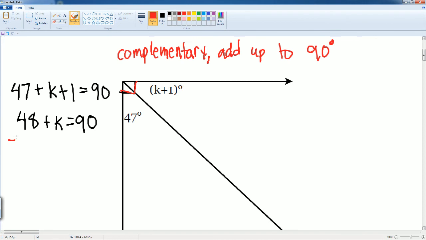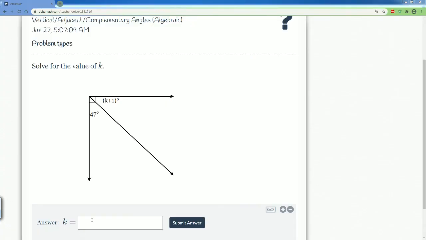Now we subtract 48 to both sides. We get k is equal to 90 minus 48. That gets us 42. So that is what the angle measurement is for k. That is what k is. All right, let's plug that in and see. k is equal to 42.